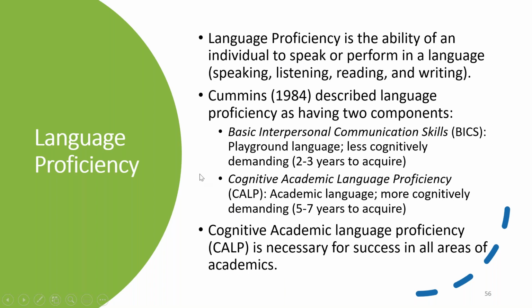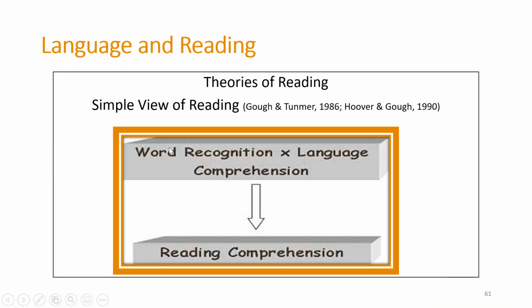Just to point out, it's so important to understand BICS and CALP, the differences between BICS and CALP, and how we are able to obtain language proficiency descriptors using the WMLS. The other thing I like to point out, and this really doesn't go here, I should move it to the dyslexia part, but understanding the importance of language and reading.